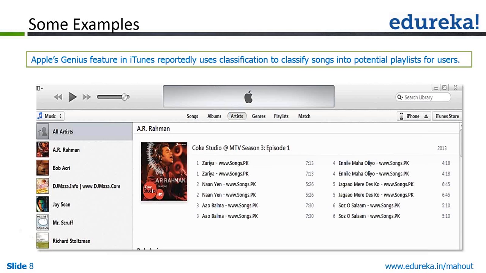If you look at examples of this, in iTunes, it classifies your songs based on the user's playlist choice or based on the artist or something like that. This is a particular example of classification. Based on your previous behavior, we know that this particular song belongs to this particular category, so they can define your playlist.